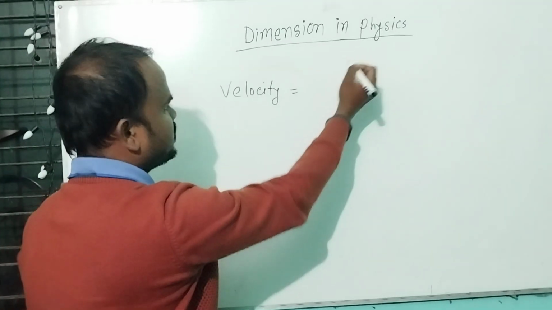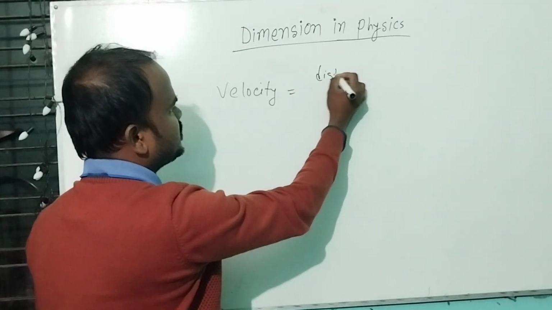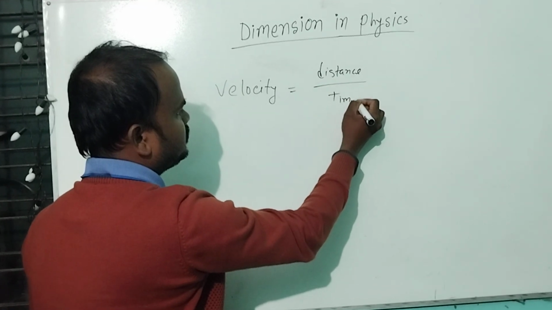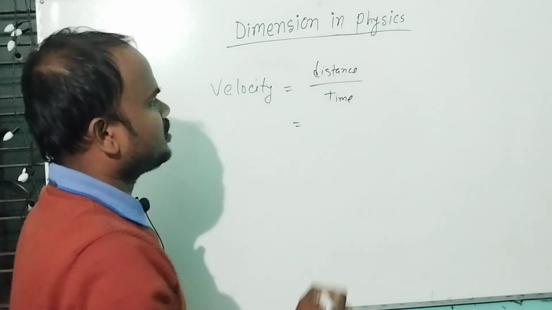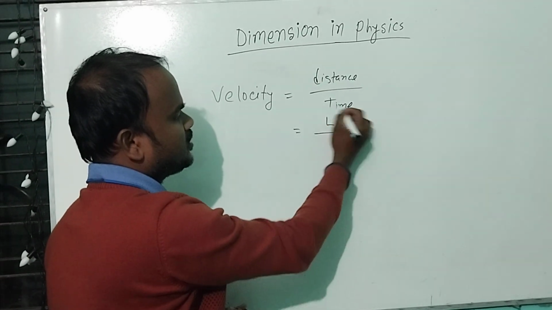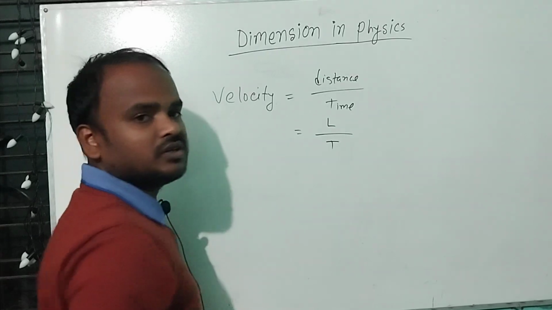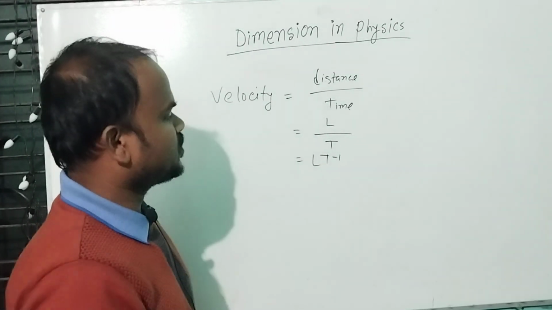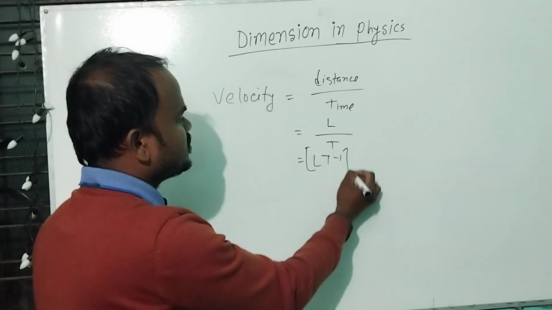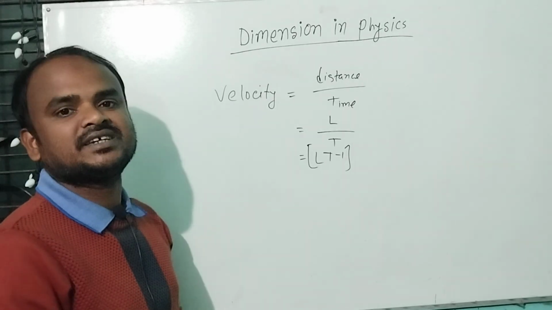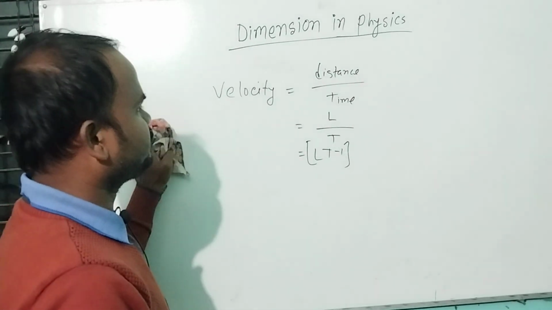We know velocity means distance by time. Here the dimension of distance is L and the dimension of time is T. So this is LT inverse 1. So LT inverse 1 is the dimension of velocity. Let's take another example.